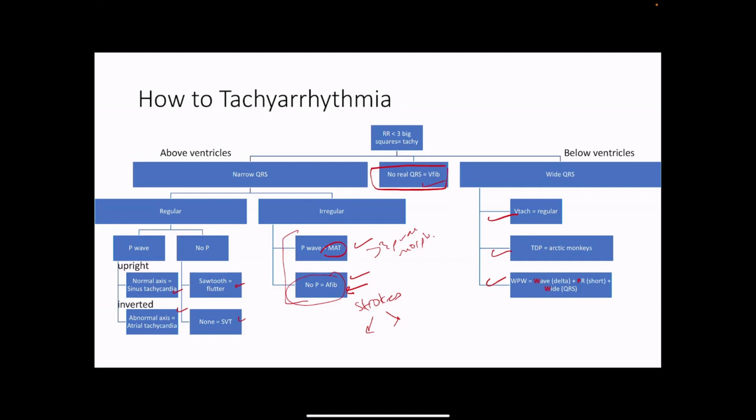For wide QRS, if it's wide and regular, it's a ventricular tachycardia. If it's wide but irregular and it looks like a sinusoid, like you're twisting a rope, then it's TDP, or torsades de pointes. If it has the features of a delta wave, a short PR, and a wide QRS, then it's Wolff-Parkinson-White.